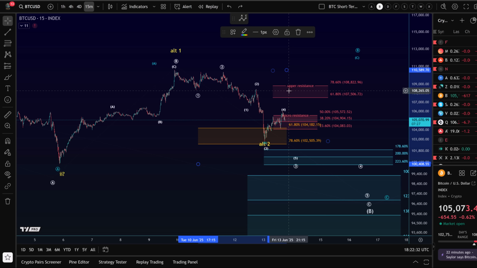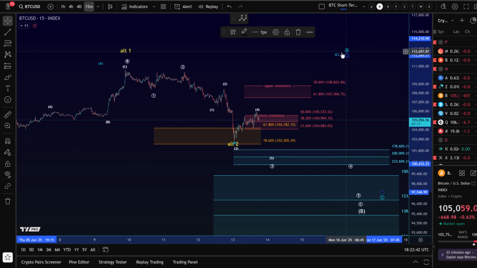But I would need to see at least a break above 108,820 to confirm this further. What complicates this even further is that we could also be in an extended B wave. I mean, what if we break above resistance and get rejected there?